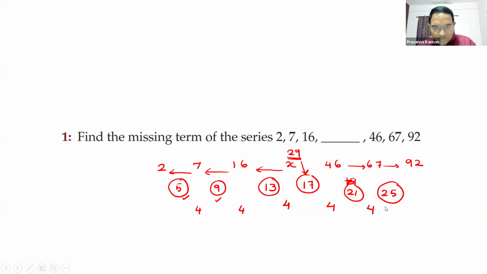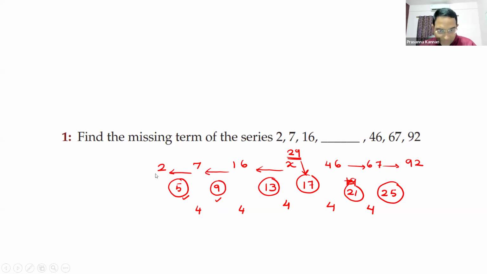So are you getting the logic, students? I will repeat once more. The difference between the first and the second number is 5. The difference between 16 and 7 is what? 9. So you can see a sequence here. 5, 9. Between 5 and 9, what is the difference? 4. So you keep adding 4 to this. So 9 plus 4, what is it? 13. 13 plus 4, 17. 17 plus 4, 21. 21 plus 4, 25.